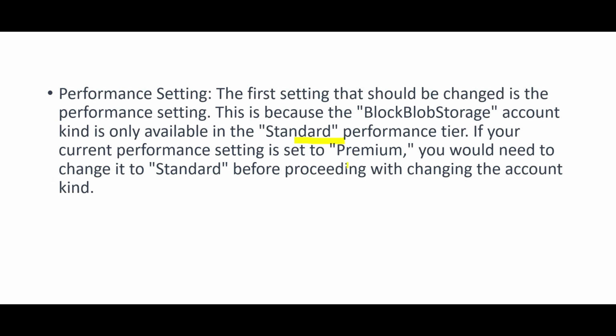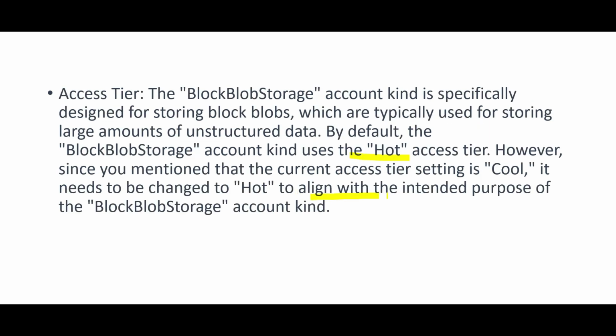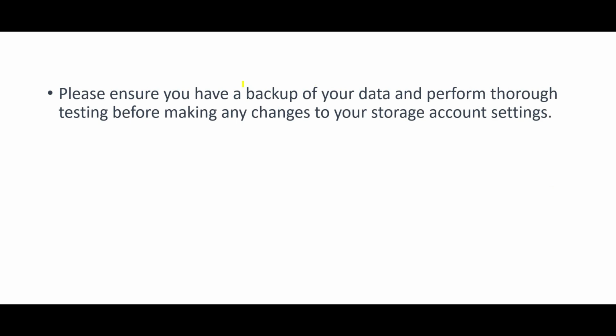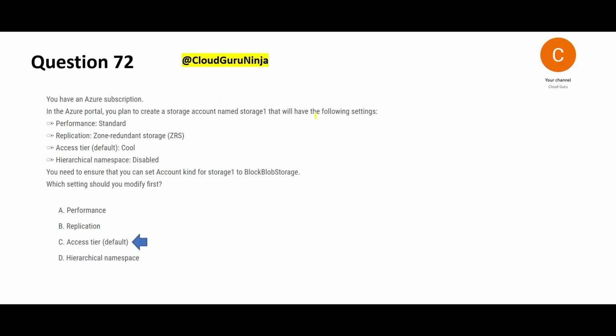We are clearly telling you, if you have set it to premium performance, you have to set it to standard. But access tier should be hot to align with the intended purpose of the blob storage account kind. One important thing is you should ensure the backup of your data and perform thorough testing before making any changes to your storage account settings. A lot of places people are marking performance as the answer, but performance is the first thing we should change only if needed. Here we should not change it because performance is already standard. So we will have to change access tier.